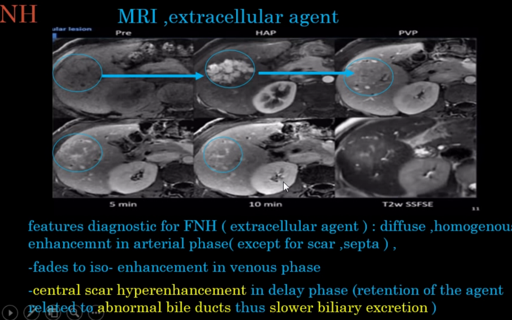So there's lower biliary excretion. By that time, it's excreted into the bile ducts that are present in the central scar. So there is delayed enhancement. On T2, it's slightly hyperintense or iso-intense to the surrounding liver, with the central scar appearing hyperintense because it's watery. It contains water. Okay?